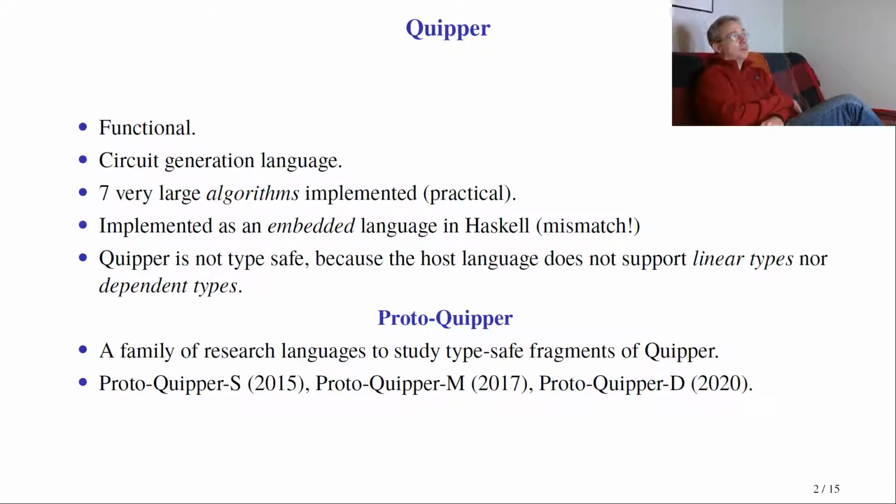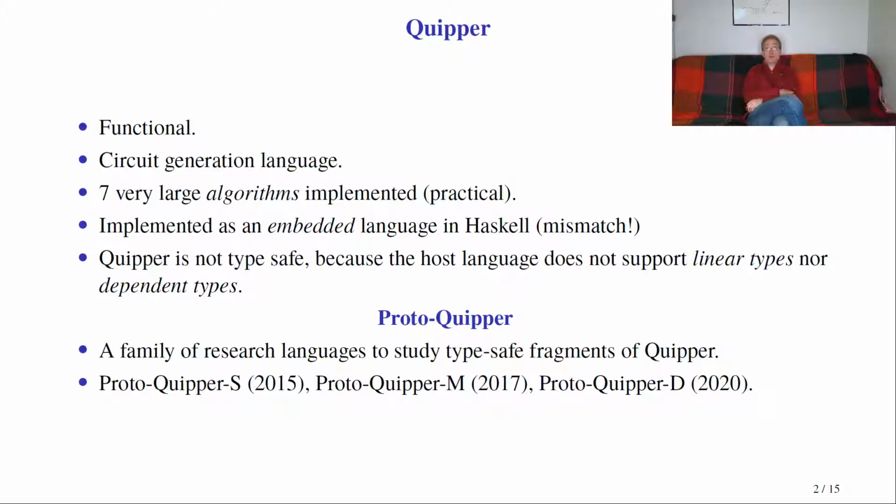Quipper is embedded in Haskell, and while this makes it quite practical, unfortunately Quipper is not type-safe, because there are two features that Haskell doesn't have. One of these is linear types and the other one is dependent types. And both of these would be necessary if we wanted to make a type-safe version of Quipper.